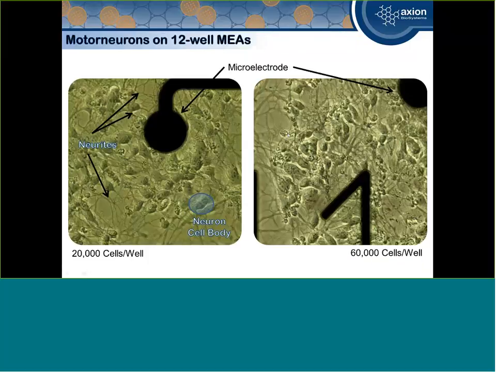So these are some representative images of 2 different cell densities, 20,000 cells and 60,000 cells per well, of the mouse motor neurons growing on our 12-well MEAs, which are transparent. You can see the microelectrode, and this is taken from the bottom, so the cells are growing on top of it. And you can readily see the very classic neuronal cell bodies, very good neurite growth in all cases, and the cells look very healthy.